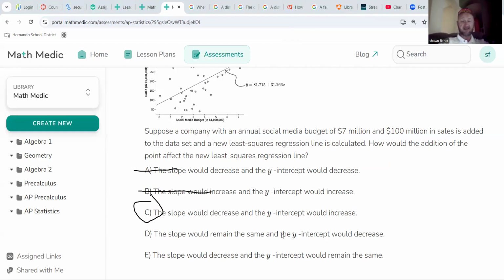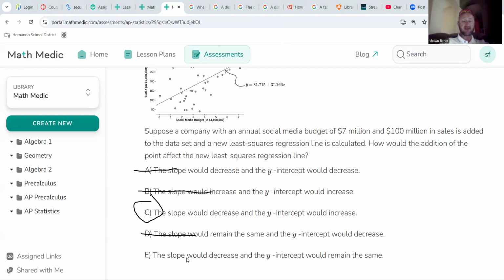The slope would remain the same. No, that 1 point, because it's a potential. Now, if it was closer to the line, maybe it wouldn't move at all. But this is a potential outlier. This thing could really magnetize the slope, right? So D is not right.